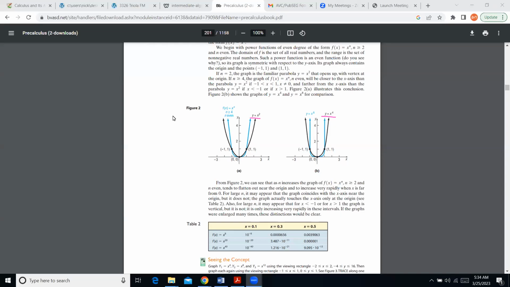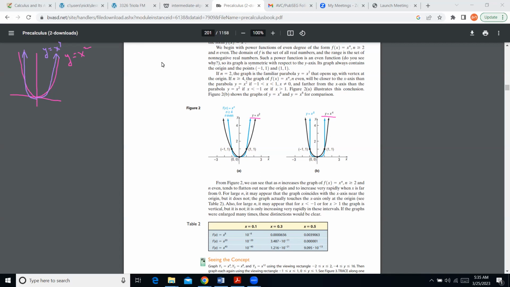The function, which is x raised to some even power, is going to always look the same. So parabola y is equal to x to the second, or if you look at the fourth degree parabola, y is equal to x to the power of 4, are going to have their ends pointing upwards. In other words, we're going to have so-called even end behavior.